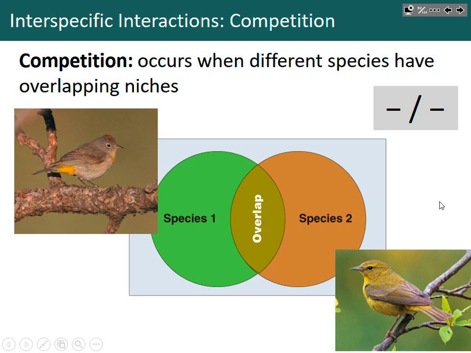If they are members of the same species, their niches overlap completely. So the most intense competition is always members of the same species because they have the exact same needs, right? Within a population, 2 individual male birds might be competing for attention of the same female, right? There's going to be a direct competition there. And so the greater that niche overlap is, the greater the intensity of the competition. Does that make sense?